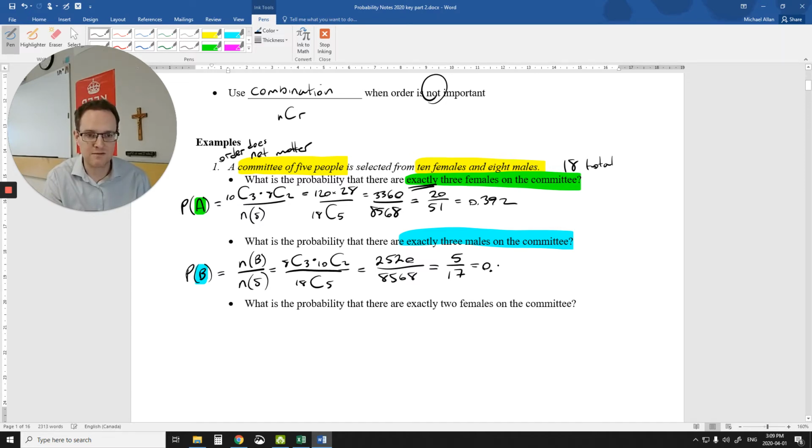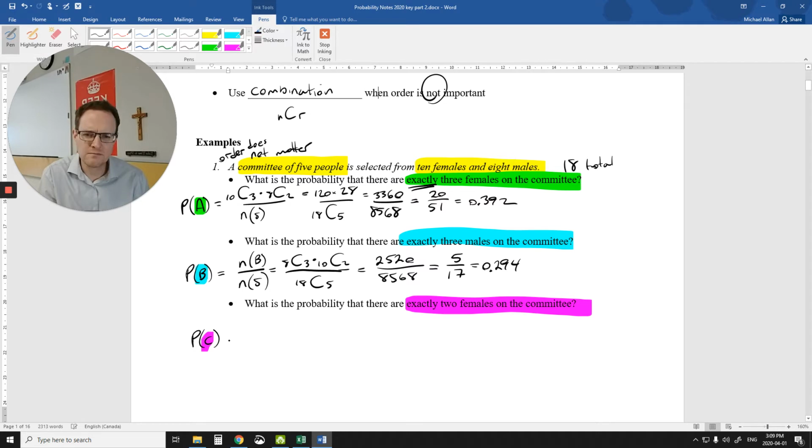But according to this, just randomly selecting males and females and getting exactly 3 of them is about a 29% chance that that'll happen. So it's more favorable to have exactly 3 females. Now, for my next one, let's call this one event C. I want exactly 2 females in the committee.